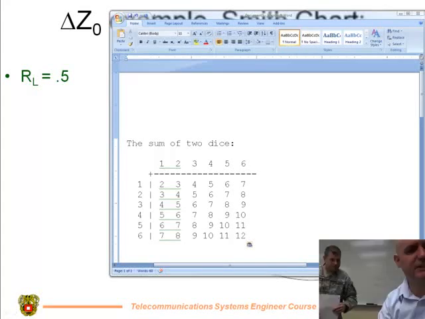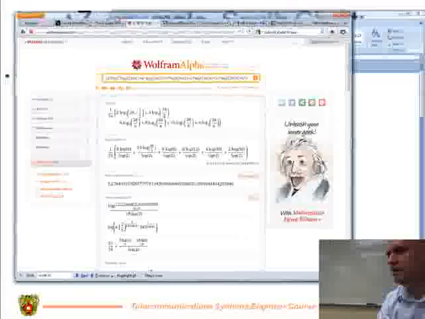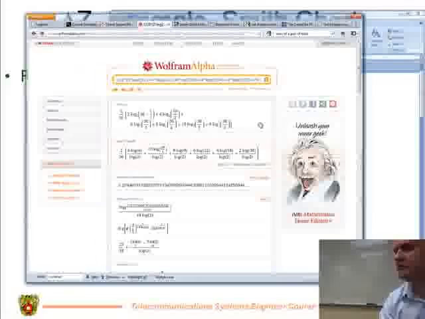Let me pull this over. Yeah, this is base 2 logs. I'm going to pull a little Wolfram Alpha action over here just so we can take a look at it.